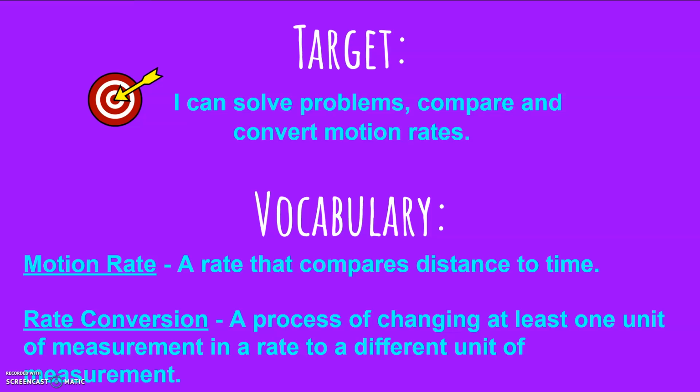A rate conversion, we've done a little bit of these before. We've done unit conversions. Now we're doing rate conversions, which is the process of changing at least one unit of measurement in a rate to a different unit of measurement. Using my miles per hour example, that would be like going from miles per hour to miles per minute.